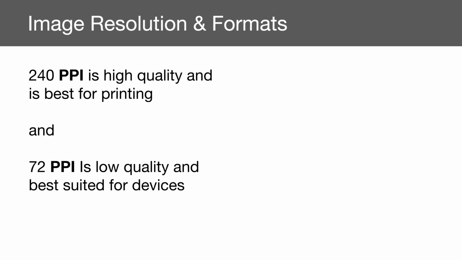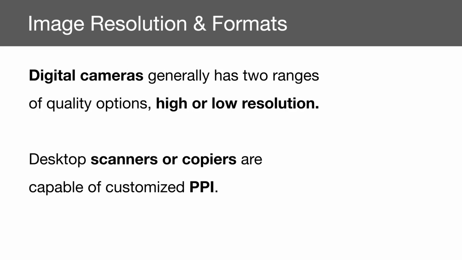72 pixels per inch is considered low quality, best suited for devices such as your handheld, your laptop, a tablet, or a TomTom navigation system on your car. Anything that's an electronic display, 72 pixels per inch is suitable.